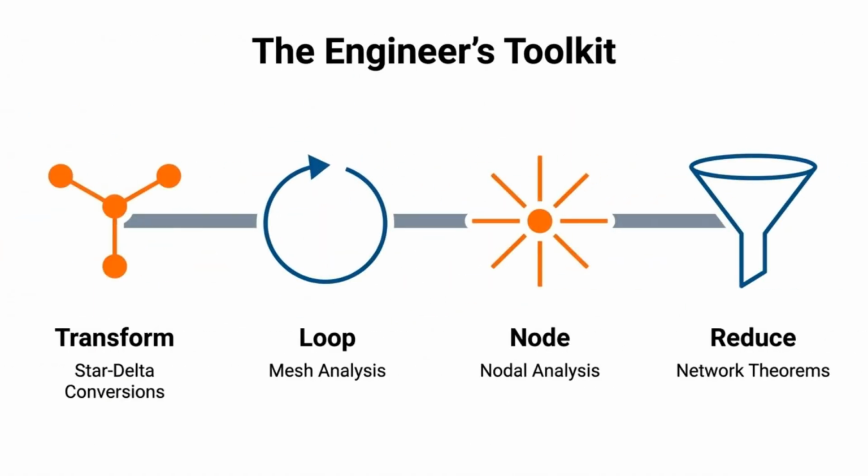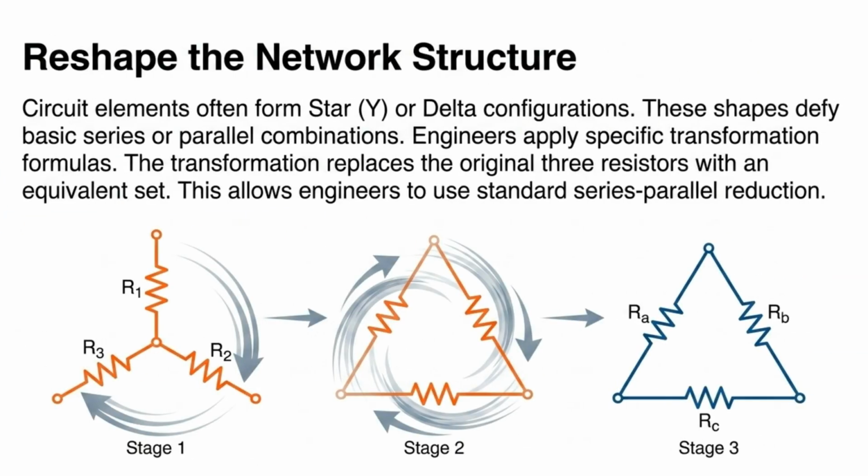The engineer's toolkit for complex networks includes transformation via star-delta conversions, analysis using loop, mesh analysis, and nodal analysis, and reduction using network theorems. To reshape the network structure, engineers apply specific transformation formulas for star Y or delta configurations. This replaces the original 3 resistors with an equivalent set, allowing for standard series parallel reduction.